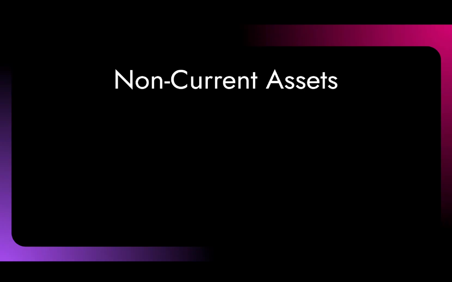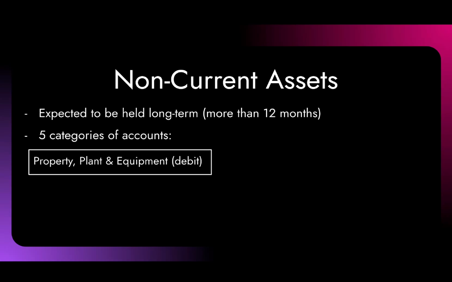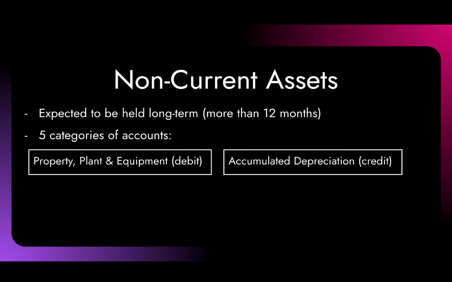Non-current assets are long-term assets that cannot be converted into cash very quickly. And these give rise to 5 different categories of accounts. First, you have your property, plant, and equipment. So this includes your vehicles, your buildings, and your factory equipment. Then you have your accumulated depreciation, which is a category which will keep track of the loss of value over time of each of your non-current assets. And this is mainly used to record property depreciation, vehicle depreciation.